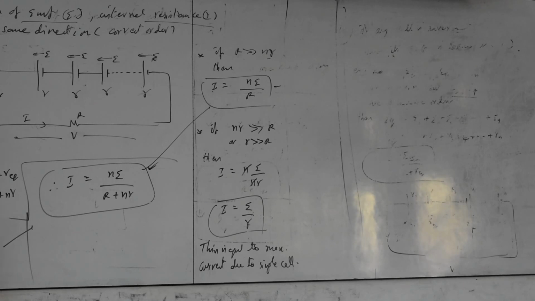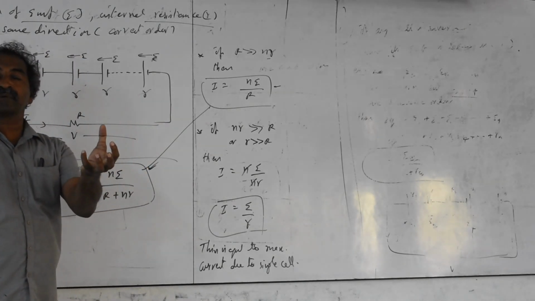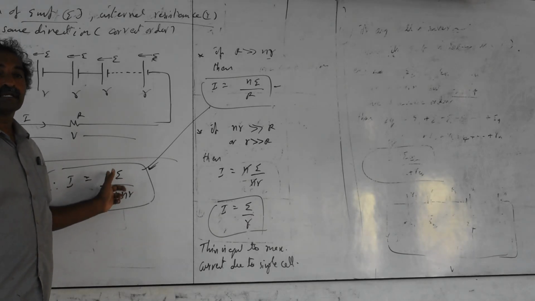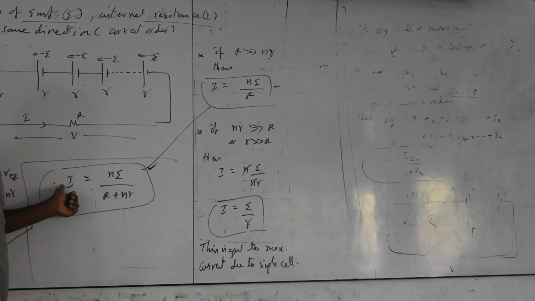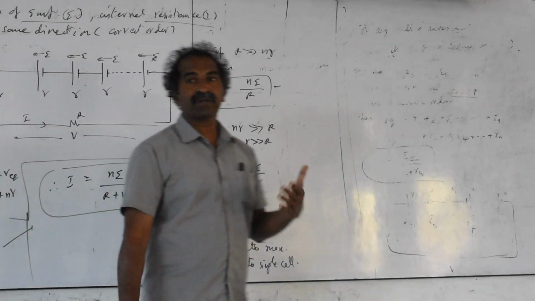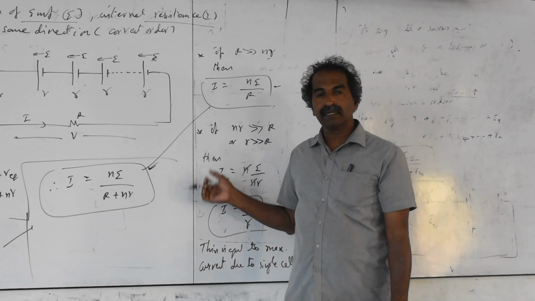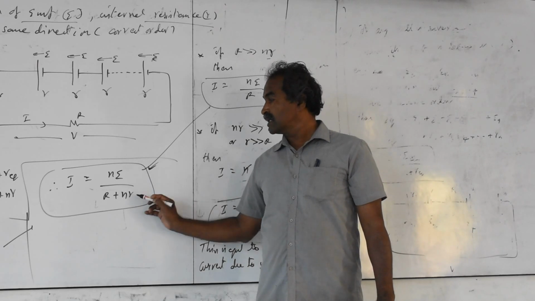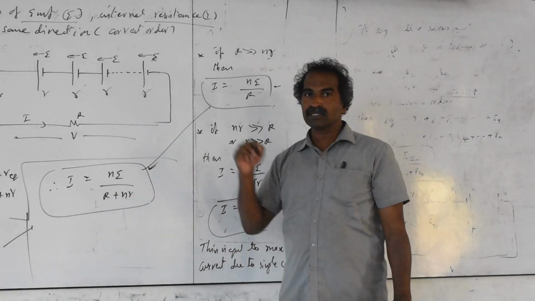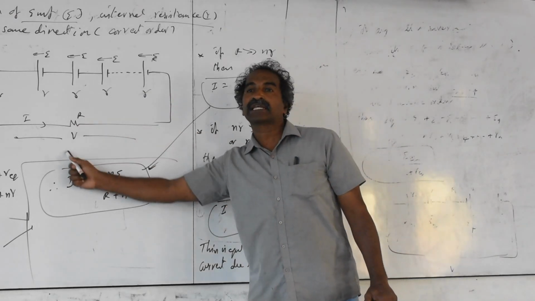For any cell, maximum electric power is extracted when the internal resistance becomes equal to the external resistance. We must consider not maximum current actually, but maximum electric power. For maximum current, the denominator should be minimum. But power is equal to voltage into current, or EMF into current. I will tell you at the end. For maximum power extraction, always remember small r must be equal to capital R. When external resistance equals internal resistance, maximum power can be transferred from the cell to the load. Load is nothing but external resistance.